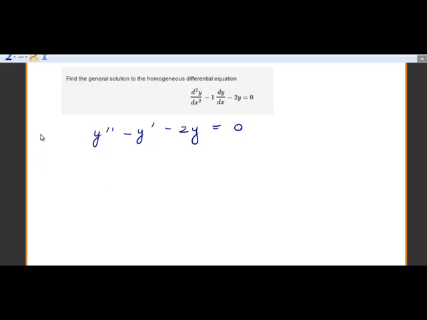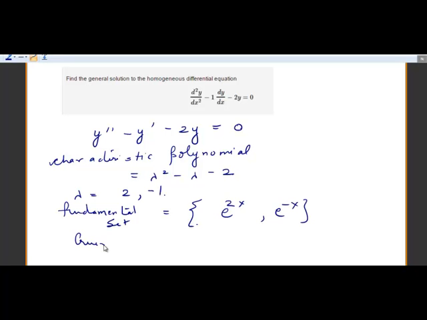So again, let's write down the characteristic polynomial. The characteristic polynomial will be lambda square minus lambda minus 2. Roots will be 2 and negative 1. So this is also distinct, so the solution will be the linear combination of both of them. Okay, now let's see the other cases.